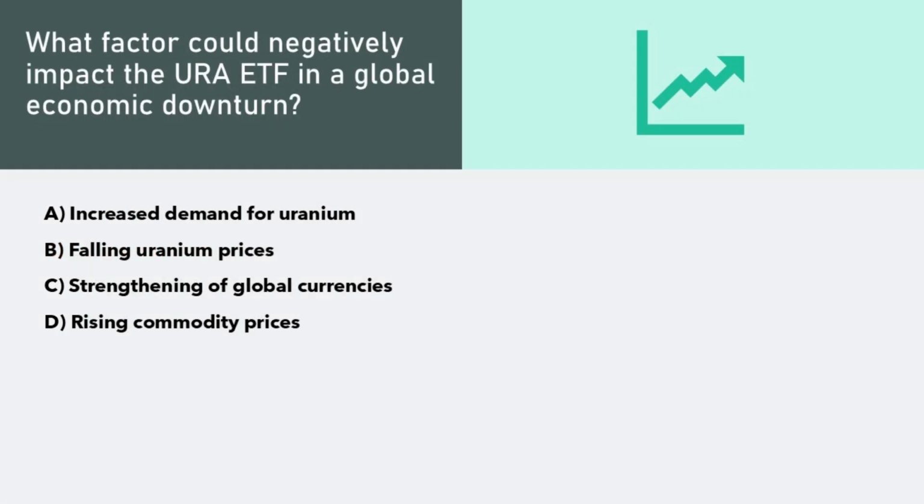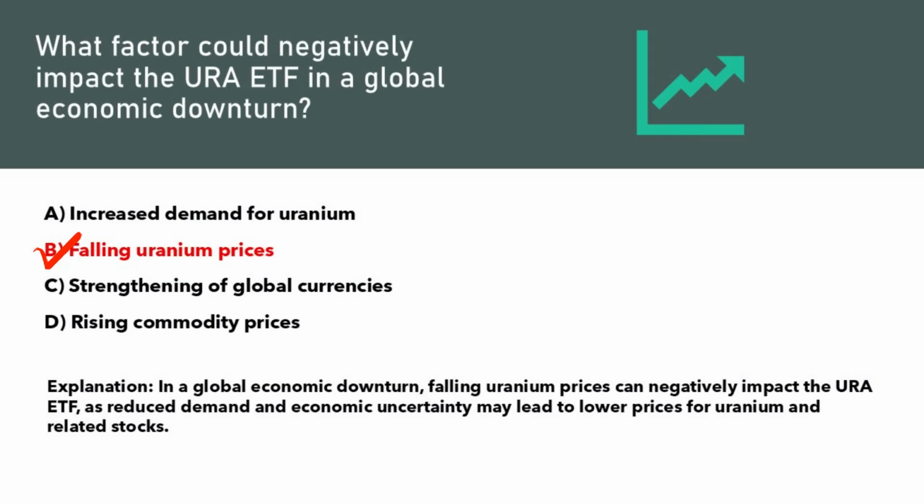What factor could negatively impact the URA ETF in a global economic downturn? Answer: B. Falling uranium prices. Explanation: in a global economic downturn, falling uranium prices can negatively impact the URA ETF, as reduced demand and economic uncertainty may lead to lower prices for uranium and related stocks.